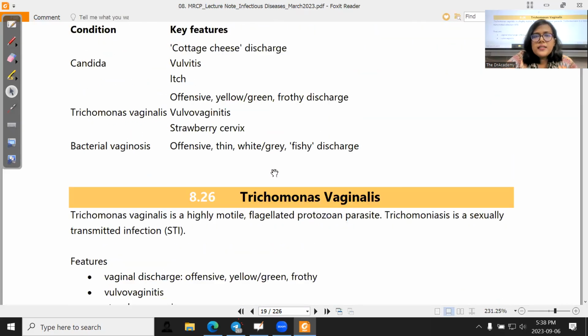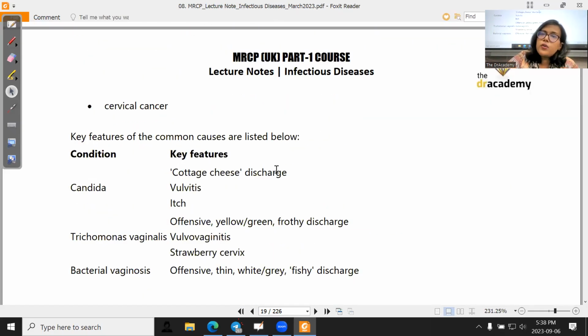Candida is very easy to detect because there will be a very thick, cottage cheese-like discharge, and itching is the more predominant complaint. Trichomonas vaginalis causes strawberry cervix, and itching is also very predominant. Bacterial vaginosis causes a fishy odor or fishy discharge, and the discharge is usually thin, watery, whitish gray.